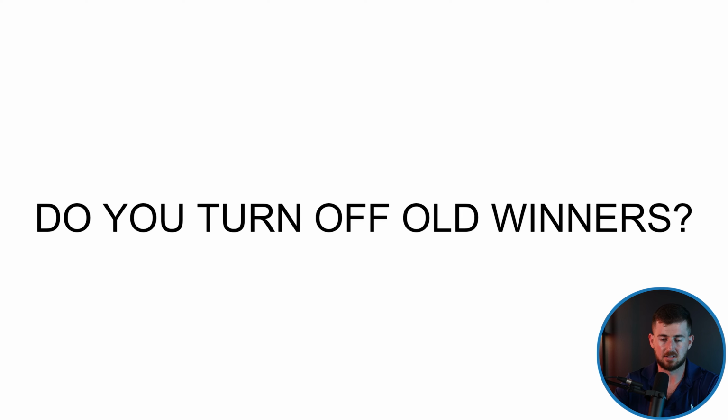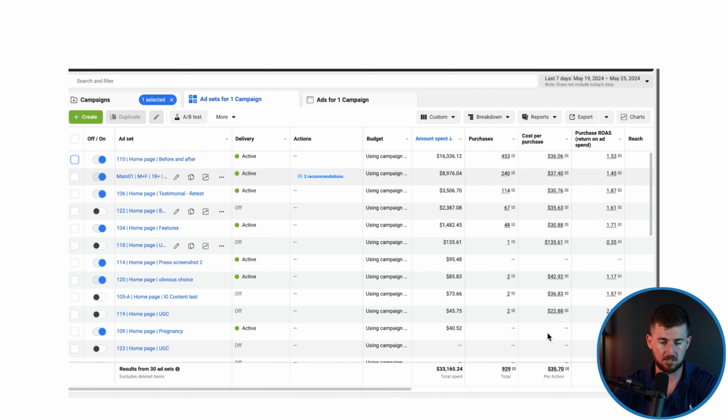Next thing is, do you turn off old winners? Long story short, yes, I do. Let's say, for example, 118, 114, 120. Hypothetically speaking, those were top-spending DCTs, just crushing it. And then they got pushed down because we found new winning DCTs and they no longer beat the current ones. Then yeah, I'll turn those off.